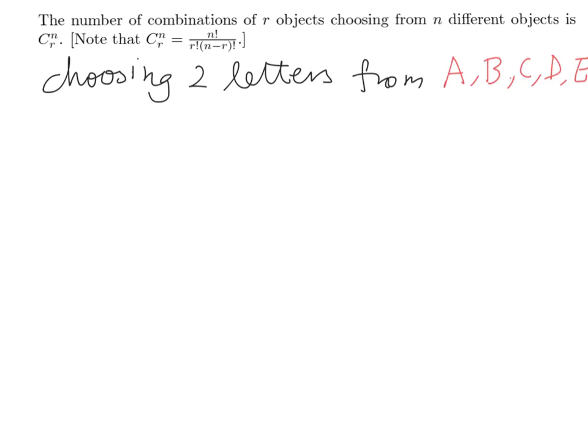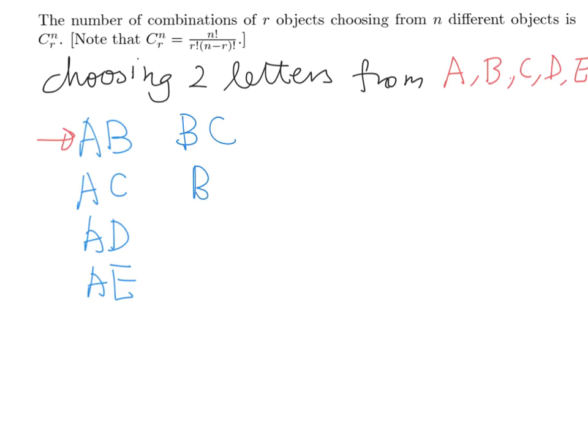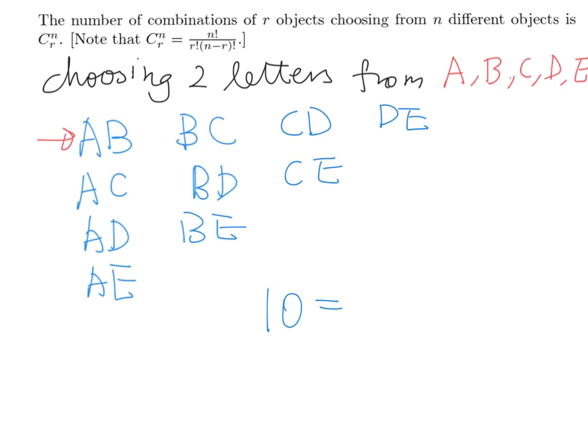Now we are going to choose two letters from A, B, C, D, and E. First, we consider the case when A is chosen. And then we consider the case when B is chosen. Note that AB has already been considered, so we have three more cases. Now we have covered all the cases when A or B are chosen. And we can still choose C, D, or C, E, or the last case, D, E. There are totally 10 cases, and 10 is equal to 5C2.